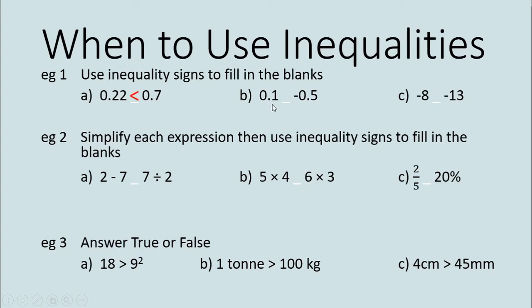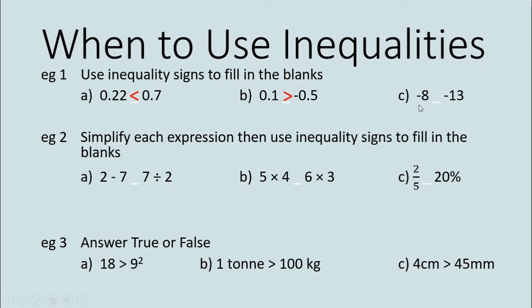Next, we got 0.1 and negative 0.5. Remember, a negative number is always smaller than a positive number. So we'll say that 0.1 is on the bigger side of this symbol. 0.1 is greater than negative 0.5.